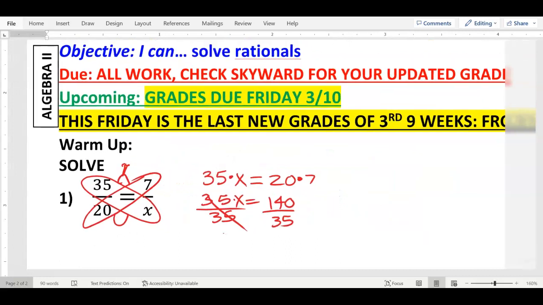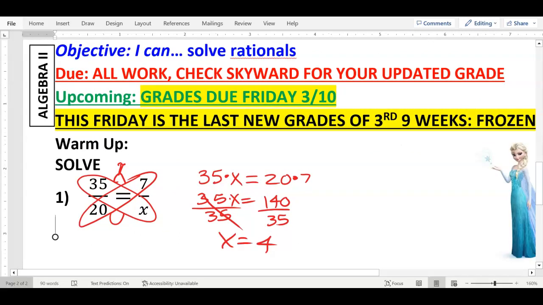Do y'all remember doing that in your lifetime? Hopefully. Cross multiply and divide.